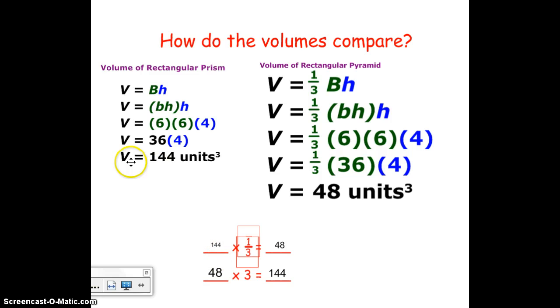So 144, which is the volume of the rectangular prism, times 1/3, or divided by 3, gives me the volume of the rectangular pyramid. If I take my rectangular pyramid times 3, I can get 144, which is the volume of the rectangular prism. There are 3 pyramids in one prism. The volume of a pyramid is just 1/3 of a prism with a congruent base and height.